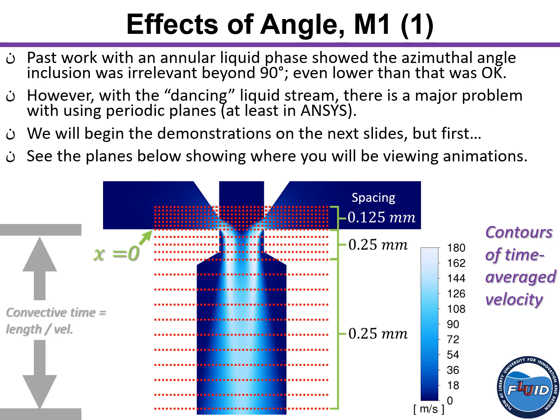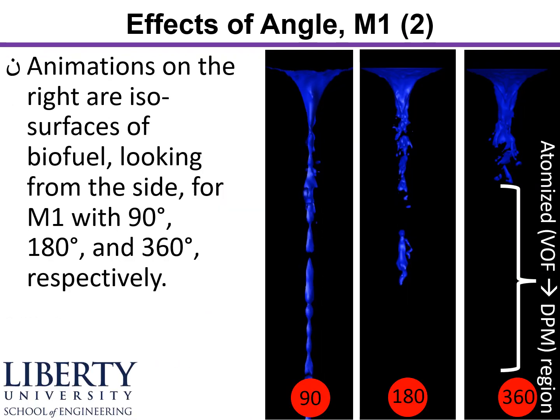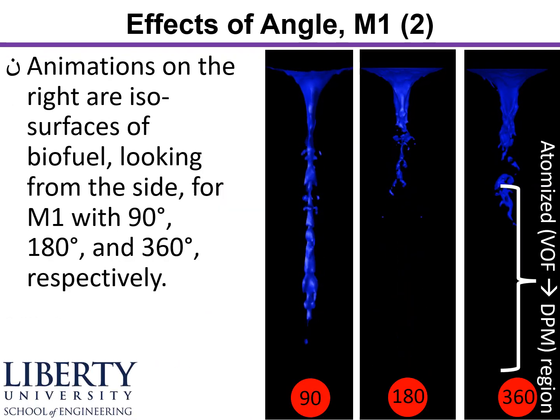The convective time scale that we're going to be talking about during this presentation is the average length of time it takes for stuff to make its way from X equals 0 to the outlet of our model. So we call that a unit convective time. Now our first demonstration of this.